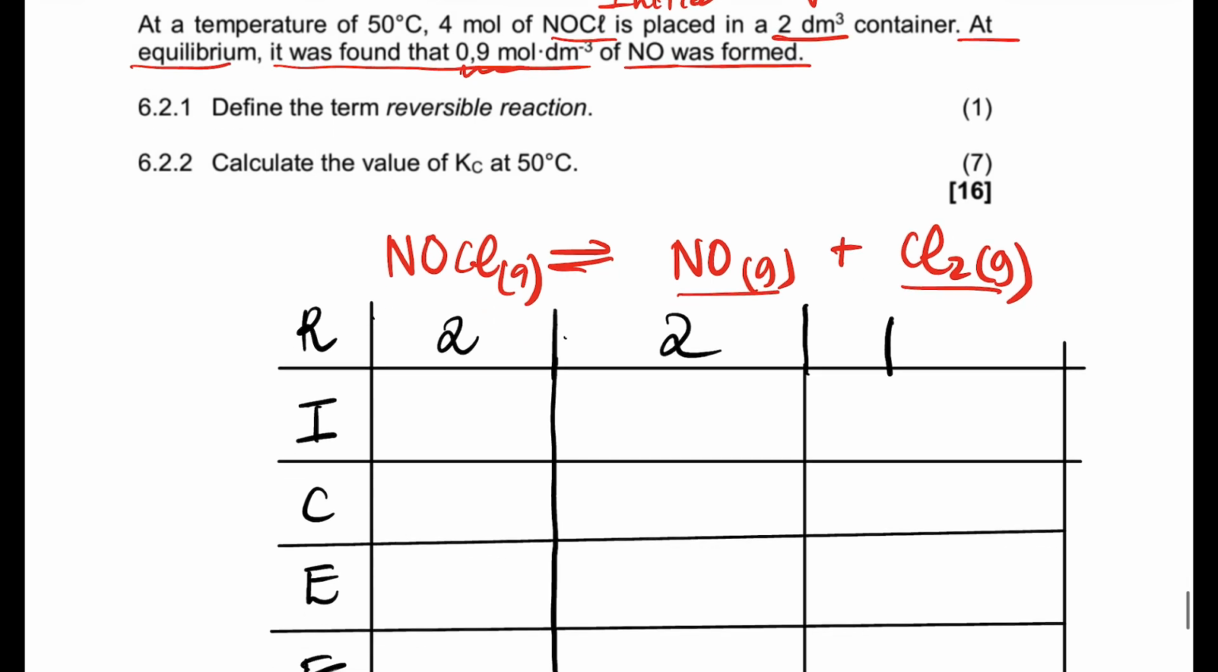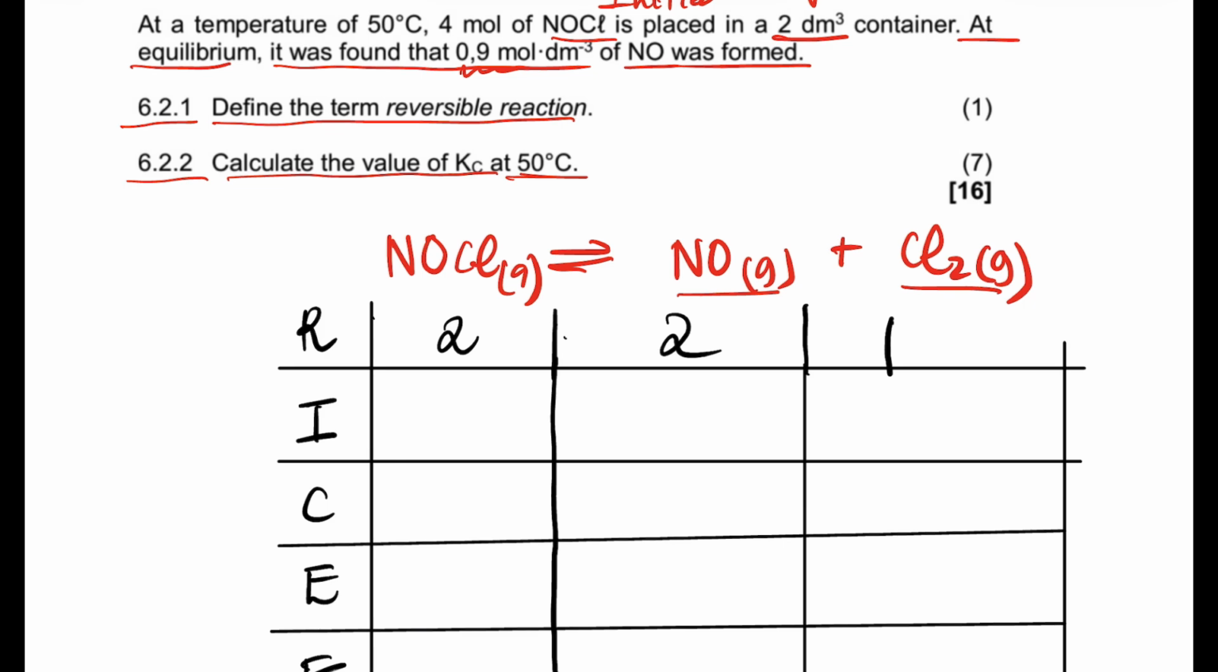Now let's use the Kc table, right? Okay, before we use the Kc table, I'm rushing. Now 6.2.1, it says define the term reversible reaction. So when the reaction is reversible, guys, it means the product can be converted back to reactants, right? Now stick to the exam guideline, guys. I'm not going to write that. 6.2.2, it says calculate the Kc at 50 degrees, right?